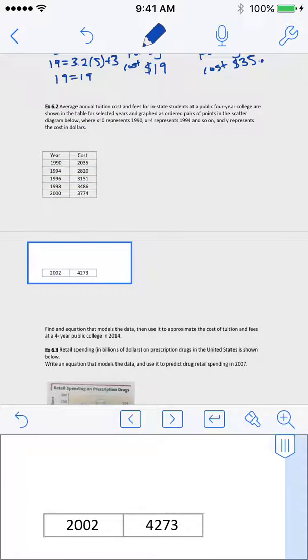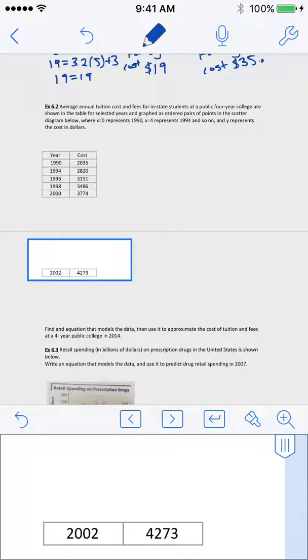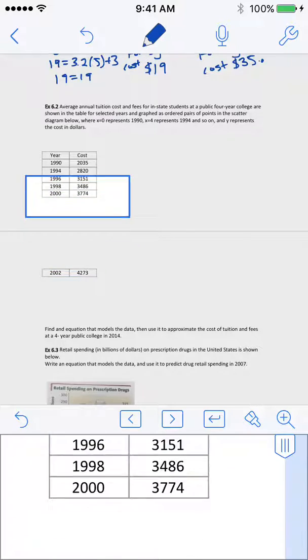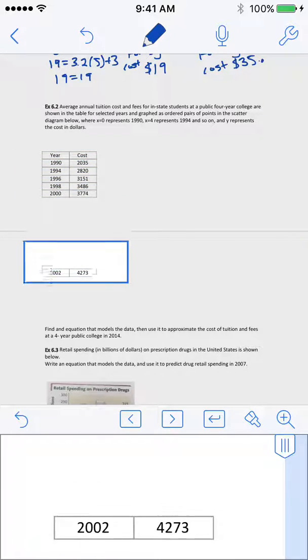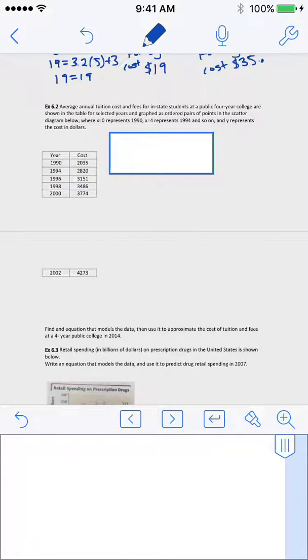We have this data. I'm not sure if yours also has the graph. Yeah, yours actually has the graph, which is nice. Mine doesn't for some reason, but that's okay. We don't really need it, to be honest. We don't need it at all. Just need this table.